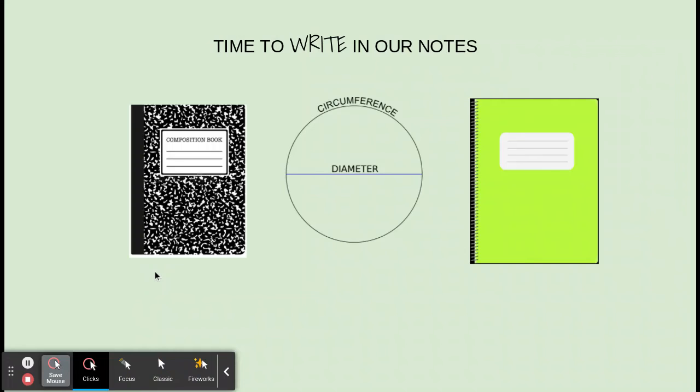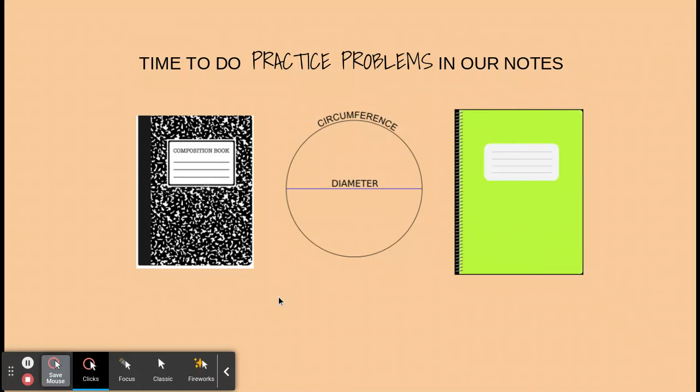Okay, so now you need to write in your notes. You need to label the diameter and radius on the circle, write down the formulas for radius and diameter, and enter a couple fill in the blanks for circumference. All right, now we have 2 practice problems.